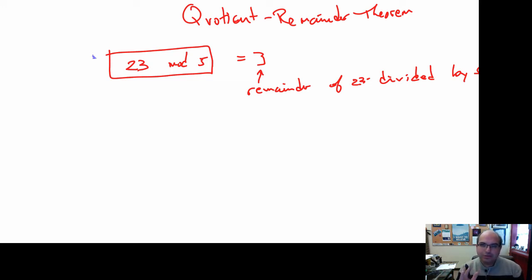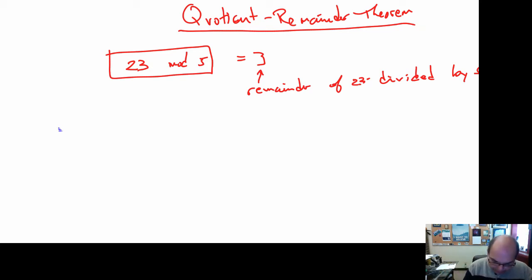To do modulo, we have to talk about quotients and remainders. That's the whole point. The modulo is the remainder. So we want to bring up the quotient remainder theorem. This is something you already know. This is something that you learned, I don't know, probably second grade, third grade, something like that.